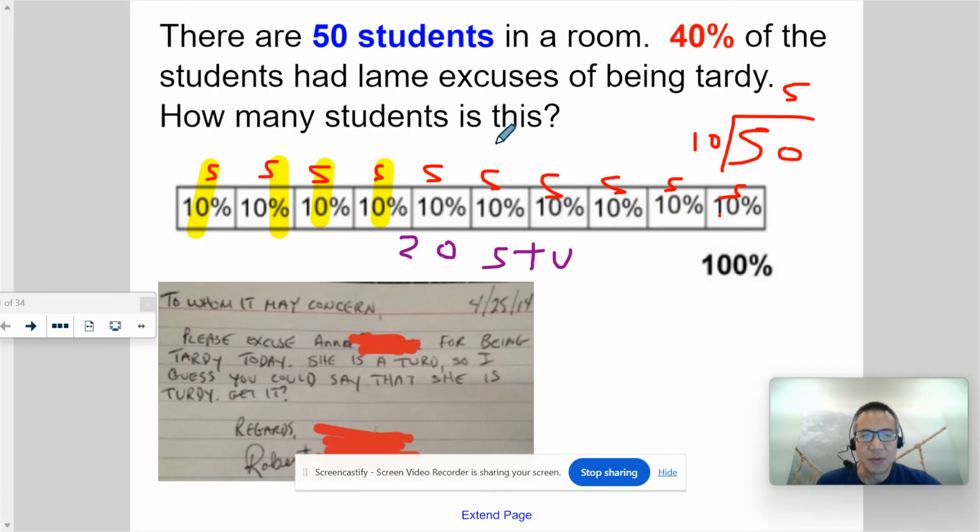So 100% equals 50 students, 10% equals 5 students, but 40% equals 20 students.